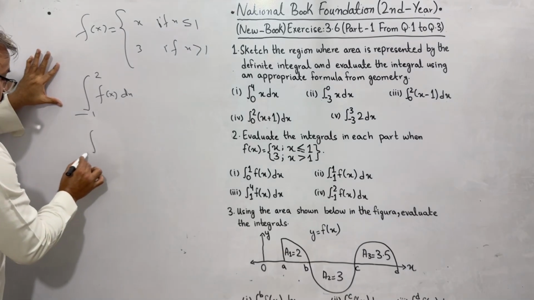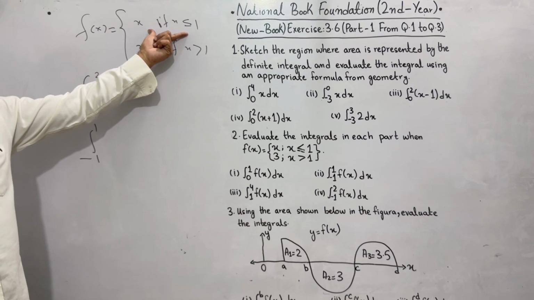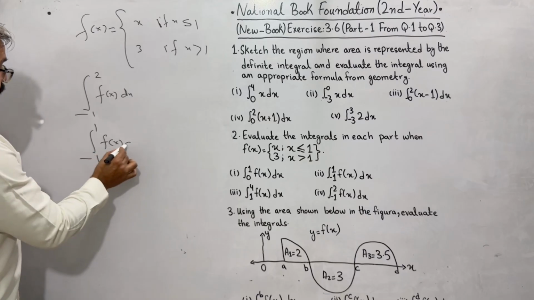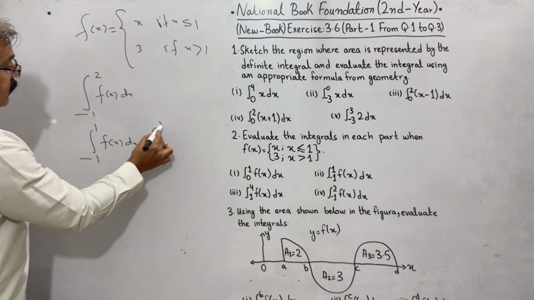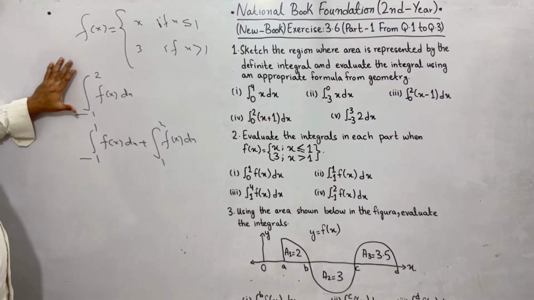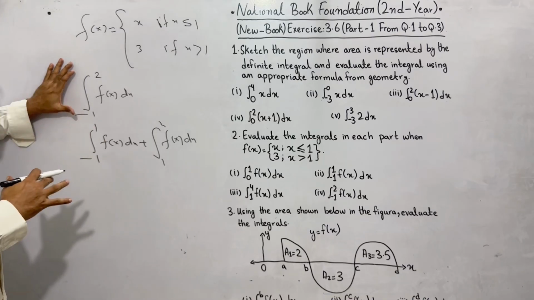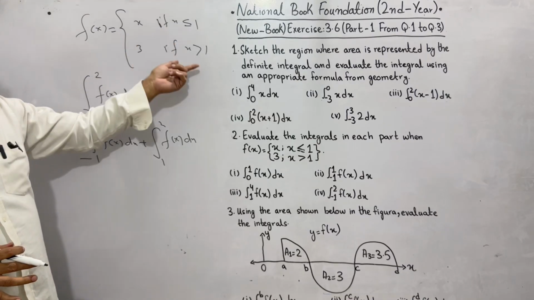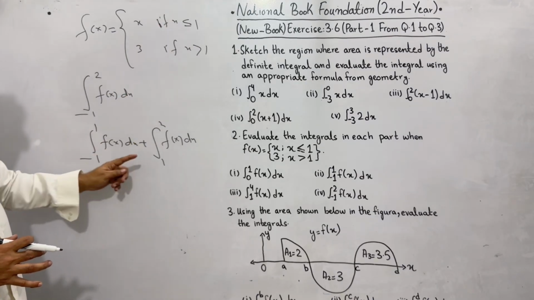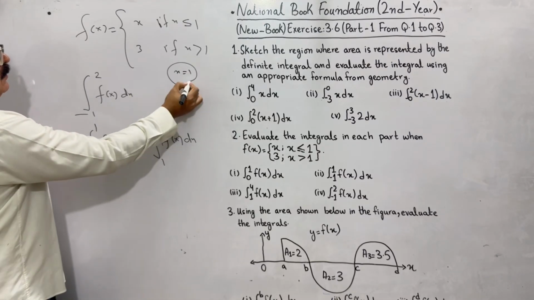Towards left is going to be minus 1 to 1. This lies on the left hand side and greater than 1 lies on the upper side. So it is minus 1 to 1 f of x dx plus 1 to 2 f of x dx. You can break down this minus 1 to 2 into as many parts as you like. For our convenience, we have x less than 1 and x greater than 1, minus 1 to 1, then 1 to 2, because our partition lies at x is equal to 1.